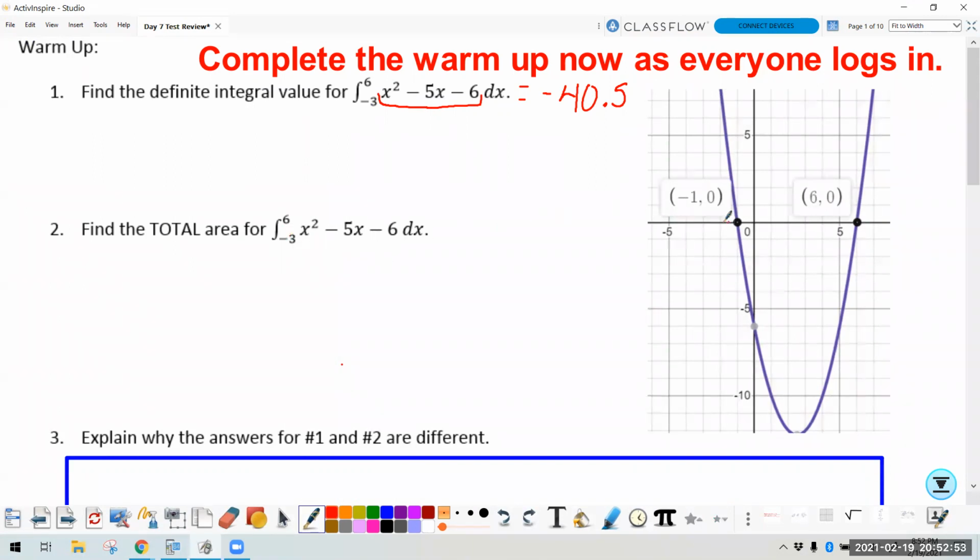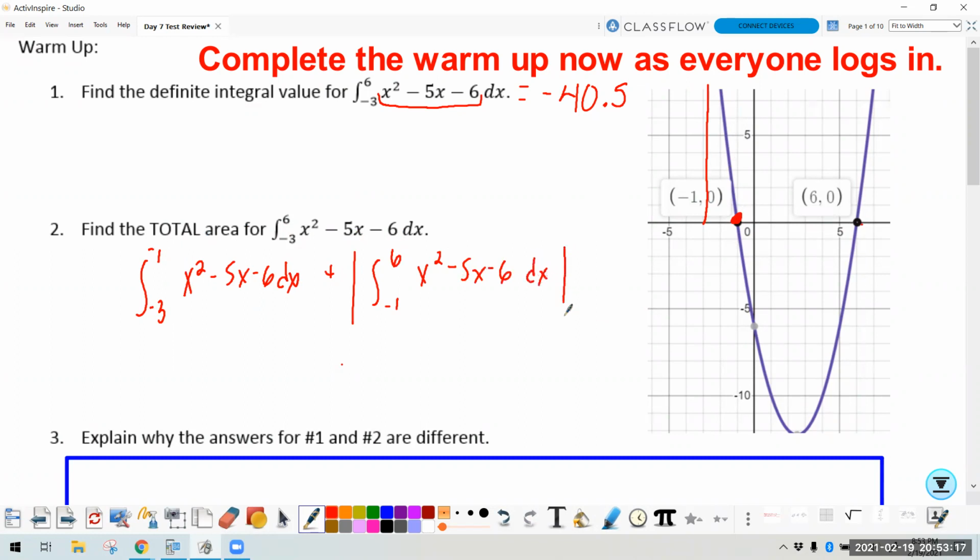So this says start at negative 3, which is here. So I'm going to do an integral from negative 3 to negative 1 of my function. But then this part from negative 1 to 6, we need to take the absolute value of, since it's below the x-axis, and we need it to be positive for total area. Total area means all positive.